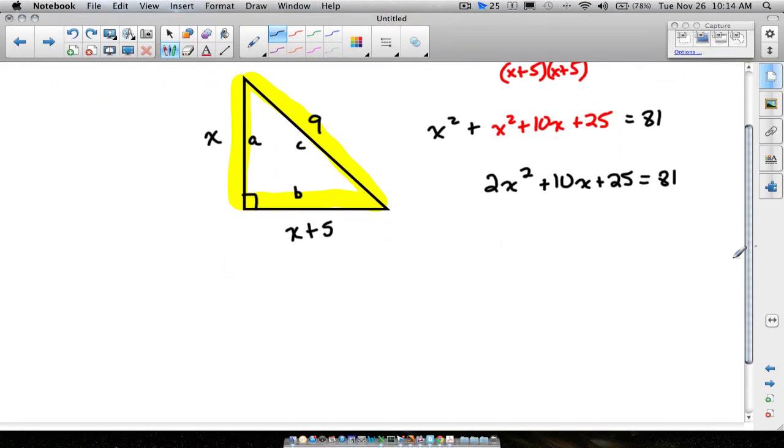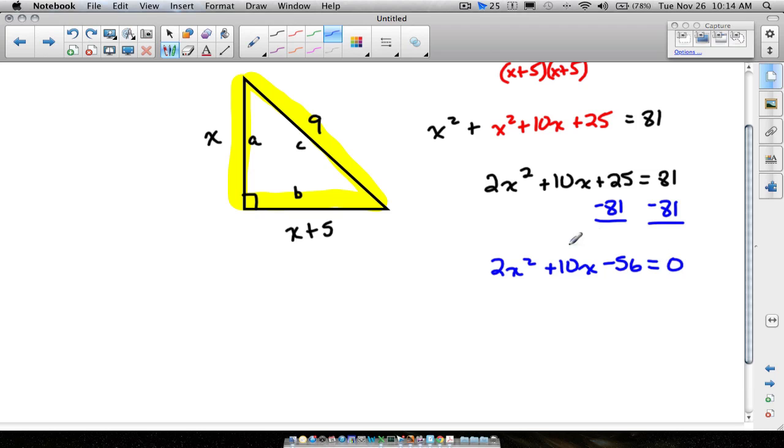And then from here, let's force a 0. So if we force a 0, subtract that 81 from both sides. Trying to do the quadratic formula perhaps. So we have 2x squared plus 10x, and then 25 minus 81, we get negative 56. This is equal to 0.